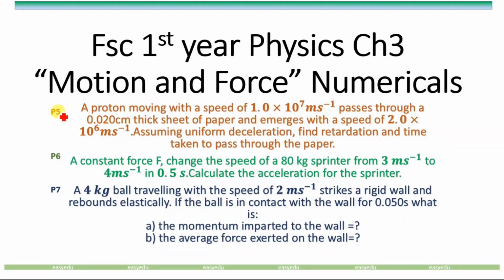Today we are going to solve these three numericals. These numericals are from the third chapter of FSC first year physics. The name of the chapter is Motion and Forces. This is numerical number 5, this is numerical number 6, and this is numerical number 7. We will solve them one by one.